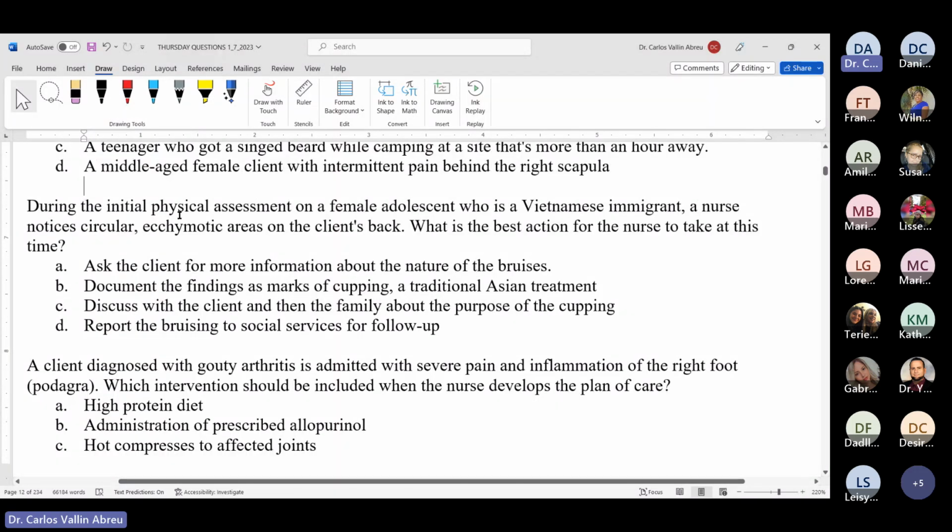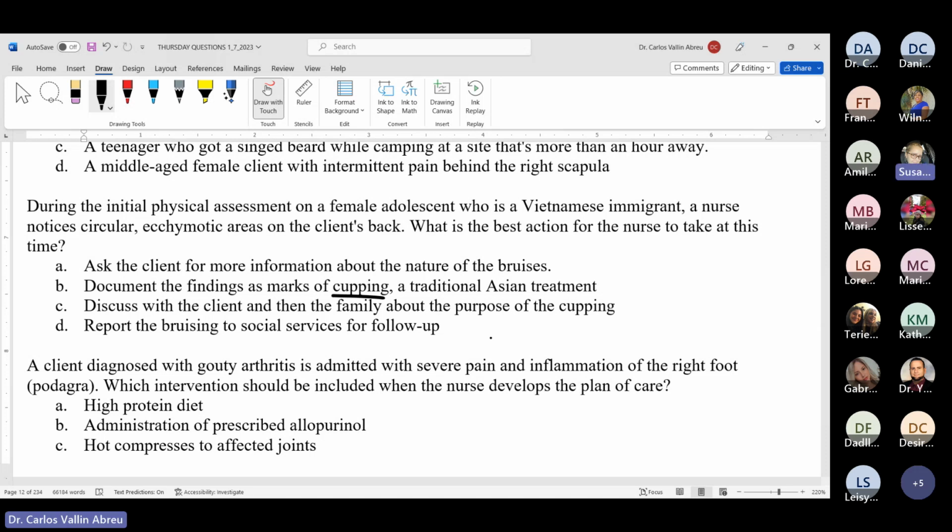During the initial physical assessment on a female adolescent who is a Vietnamese immigrant, a nurse notices circular ecchymotic areas on the client's back. What is the best action for the nurse to take at this time? A. Ask the client for more information about the nature of the bruises. B. Document the finding as mark of cupping, a traditional Asian treatment. C. Discuss with the client and the family about the purpose of the cupping. D. Report the bruising to social services for follow-up. Thinking of abuse.